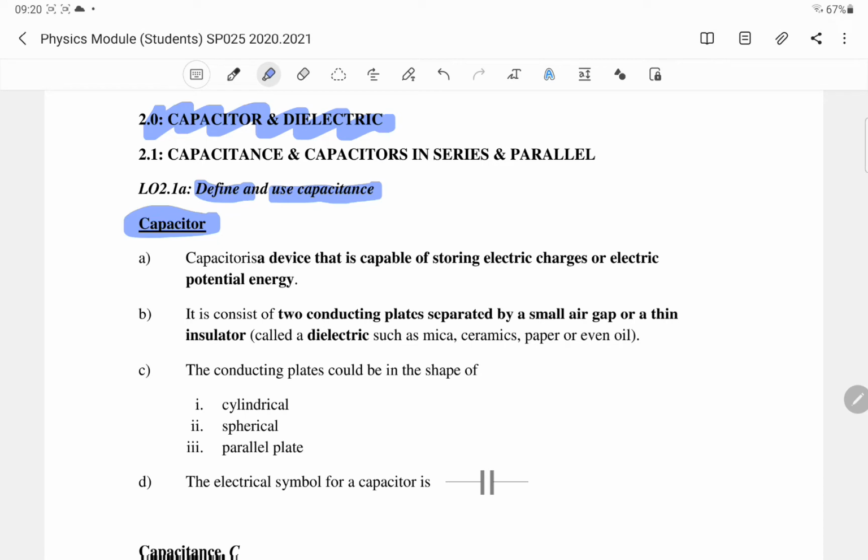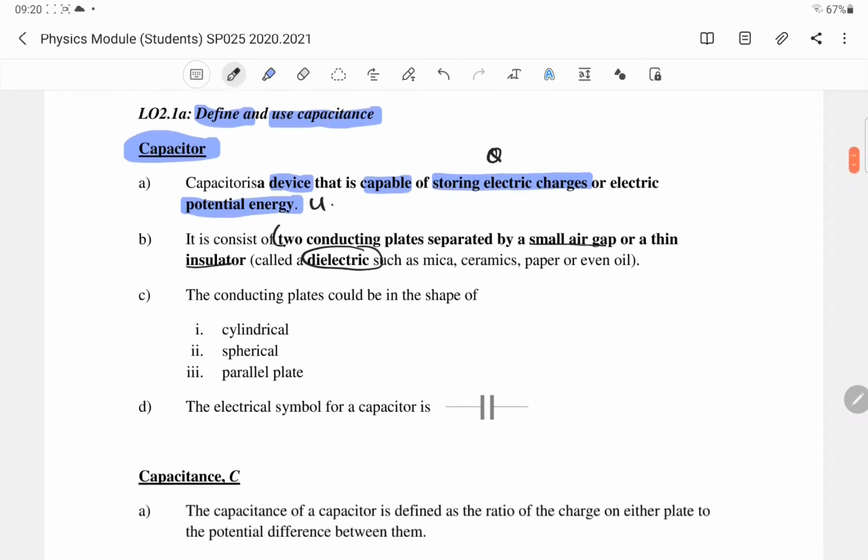kita kenal dulu what is capacitor. Capacitor is a device or apparatus that is capable of storing electric charges or electric potential energy. It consists of two conducting plates separated by a small gap or a thin insulator called dielectric. The conducting plate should be in the shape of cylindrical, spherical or parallel plate. And this is the symbol for capacitor.